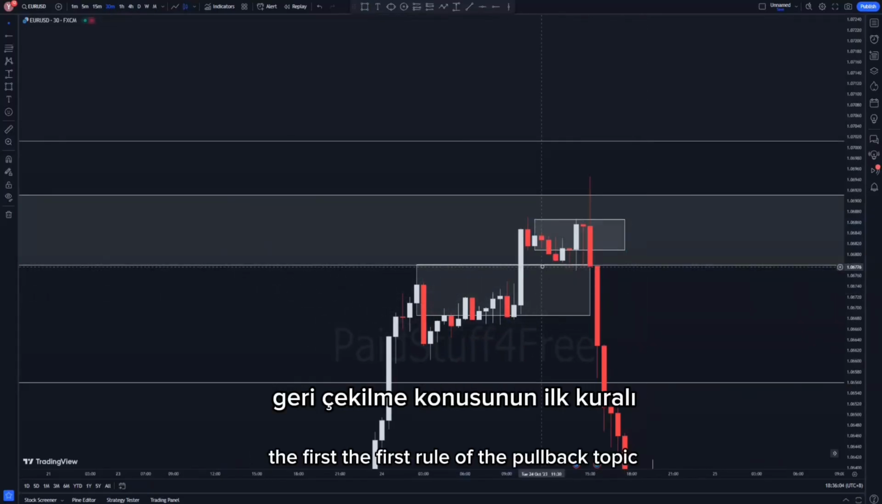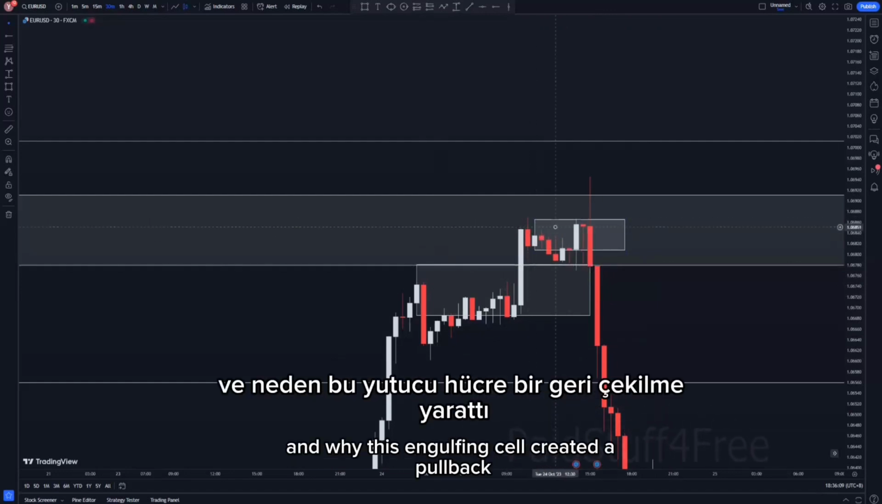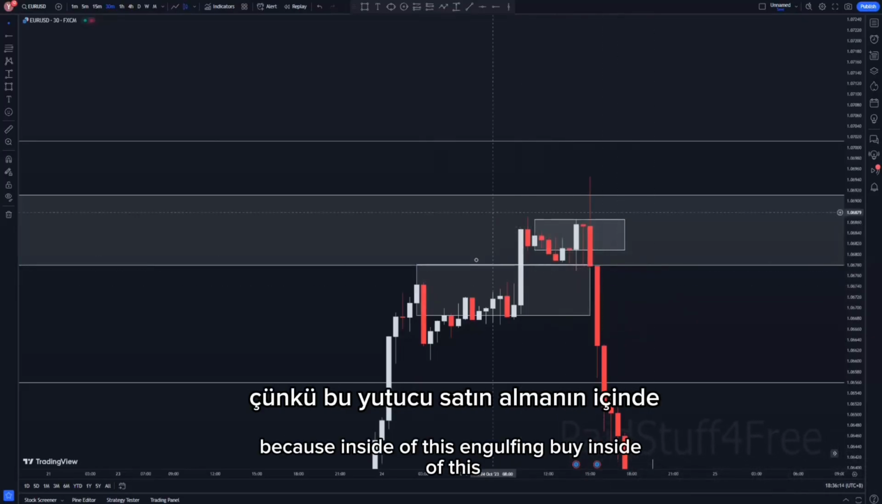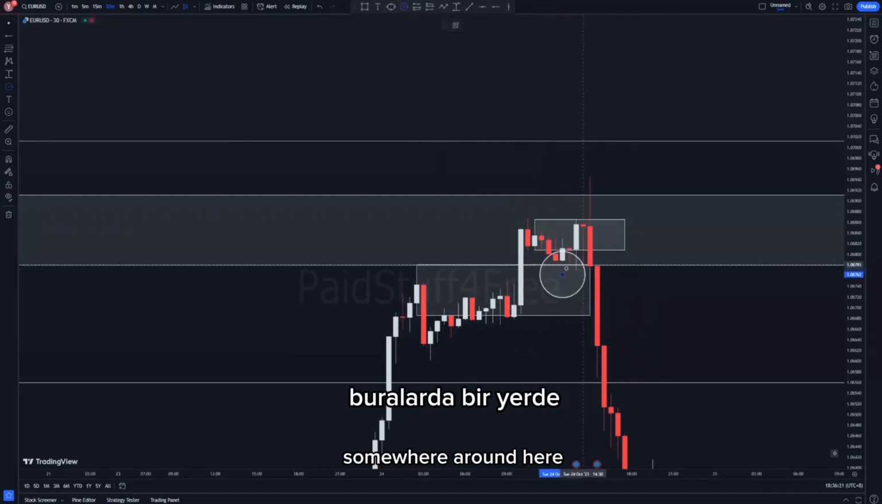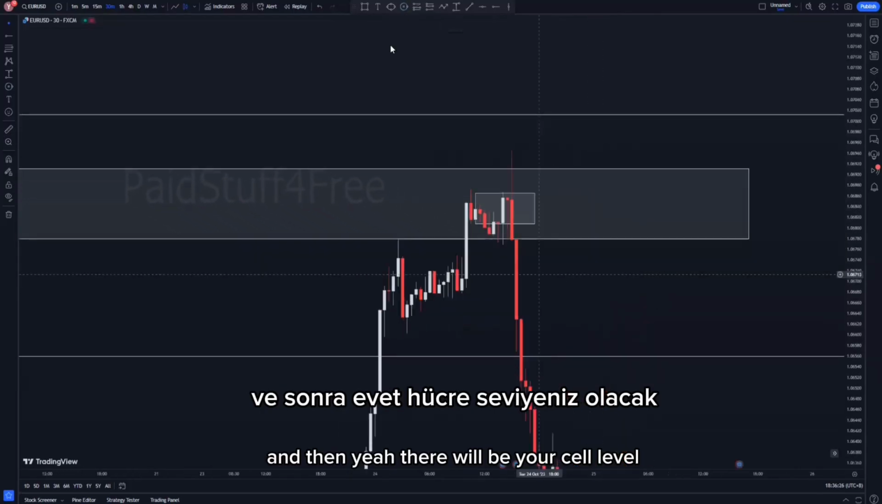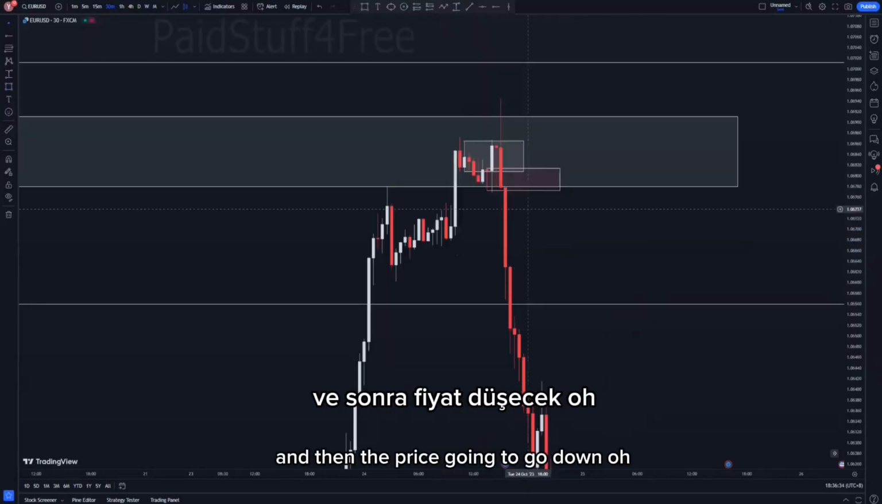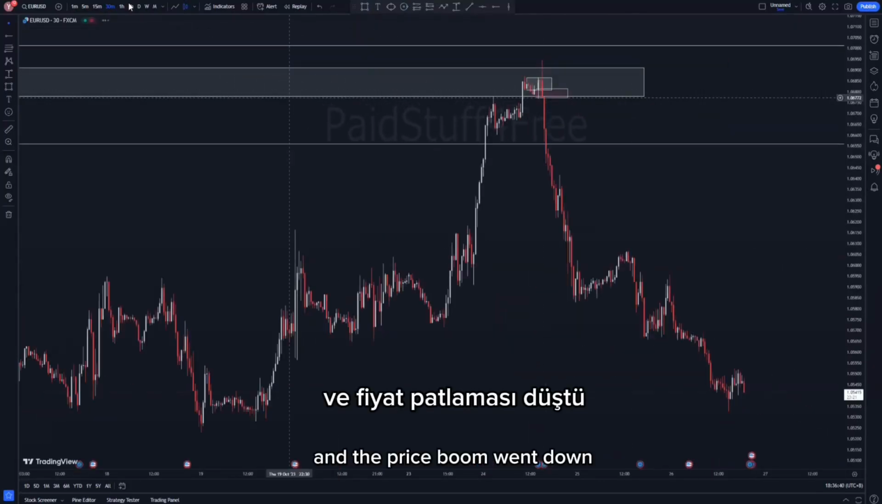The first rule of the pullback topic, which is because of the opposite zone, we have this engulfing sell. And why did this engulfing sell create a pullback? Why did the price get into this engulfing sell? Because inside of this engulfing buy, after this engulfing sell has been created, the price got stuck in this roadblock somewhere around here. And then when the price gets into the sell zone, that will be your sell level, right? So this is your roadblock, take a sell, and then the price is going to go down. Oh, that was the news at that time actually. And the price, boom, went down.